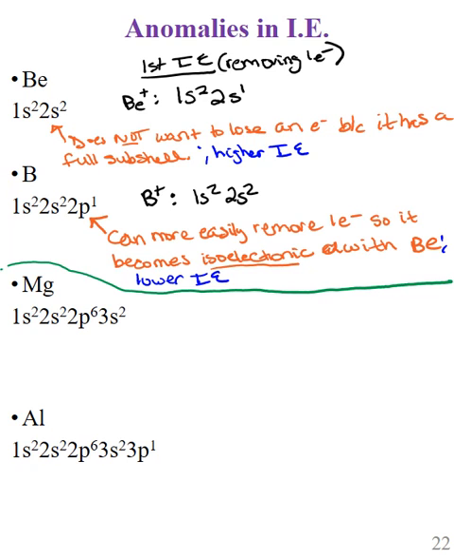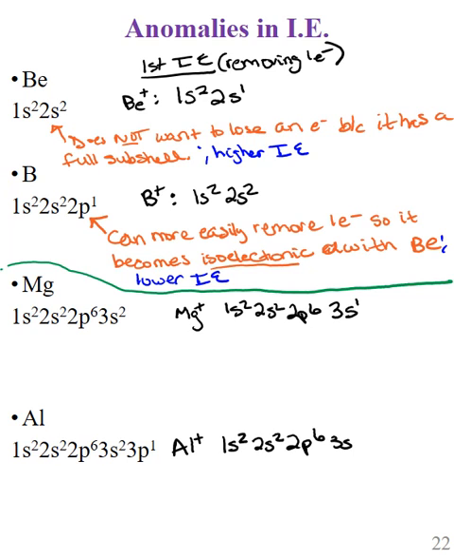Now let's look at magnesium and aluminum. Again, I'm going to look at the first ionization energy, so I'm going to be removing an electron. Removing one electron turns it into a positive 1 charge. So instead of 3s2, we remove one, so we get 3s1. Same thing with aluminum, and because we remove one electron, we have no electrons in the p orbital.